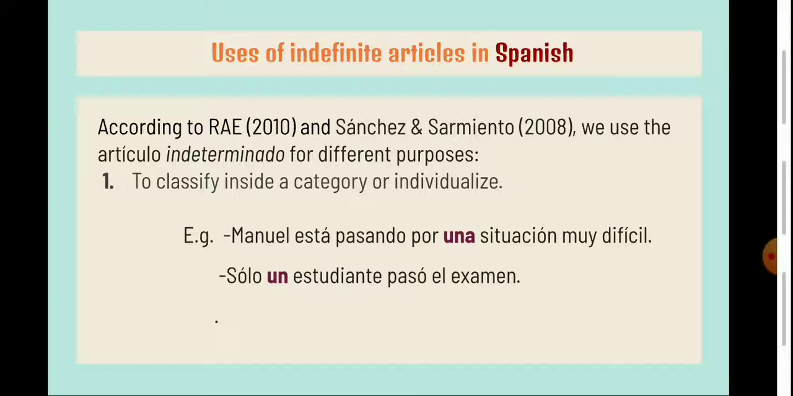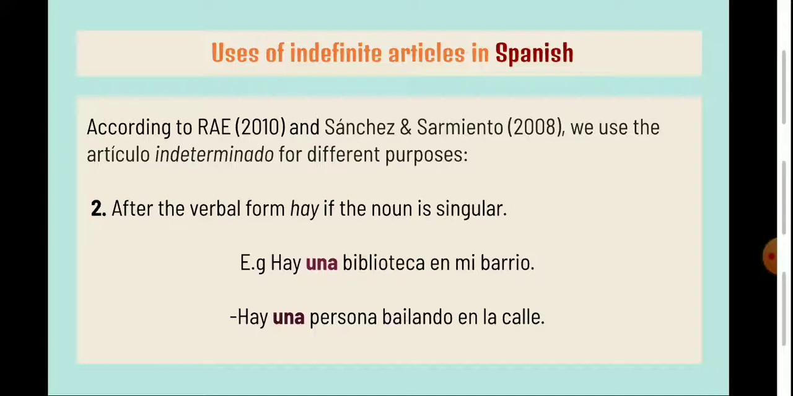In Spanish, indefinite articles are used to classify inside a category or individualize. For example, Manuel está pasando por una situación muy difícil. Solo un estudiante pasó el examen. Another use is after the verbal form hay, if the noun is singular. Hay una biblioteca en mi barrio. Hay una persona bailando en la calle.